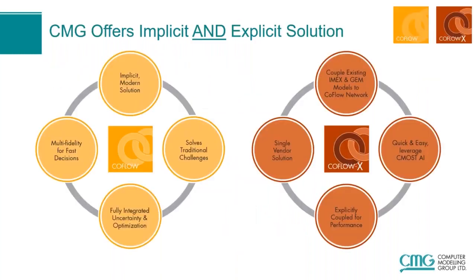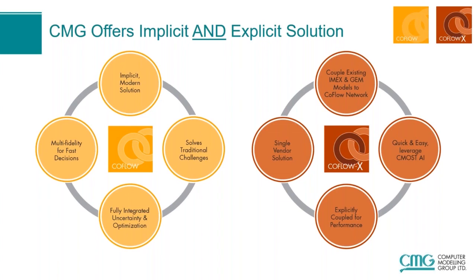So to do the integration of production and reservoir, CMG offers implicit and explicit solutions. Our implicit solution is Coflow, and our explicit solution is Coflow X. Depending on your situation, you would use either of the two software.